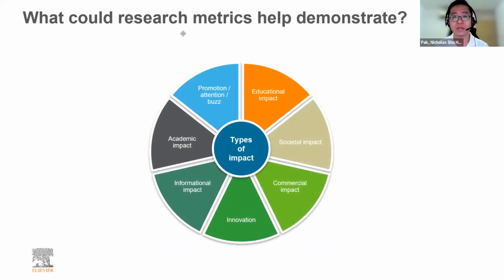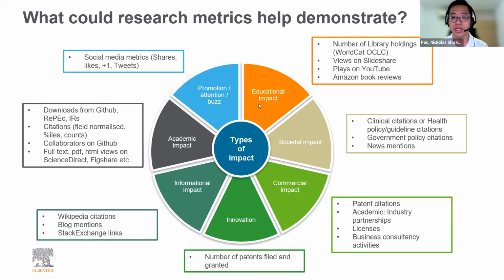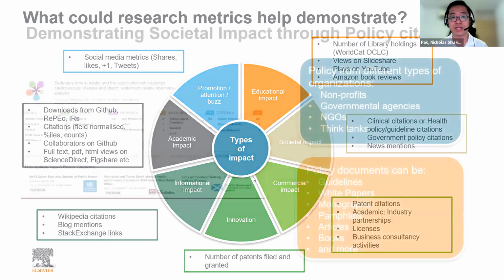So what could research metrics help to demonstrate? In this case, we can speak of education impact, societal impact, commercial impact, innovation, information impact, academic impact, and promotion in terms of attention, right? So the number of times it's been viewed and played on YouTube, the citations in terms of a health policy or news mentions, in terms of patent citations or academic partnerships, the number of patents filed and granted, Wikipedia mentions or blog mentions, downloads, citations, collaborators, social media metrics, right? These are some of the metrics that can be demonstrated.